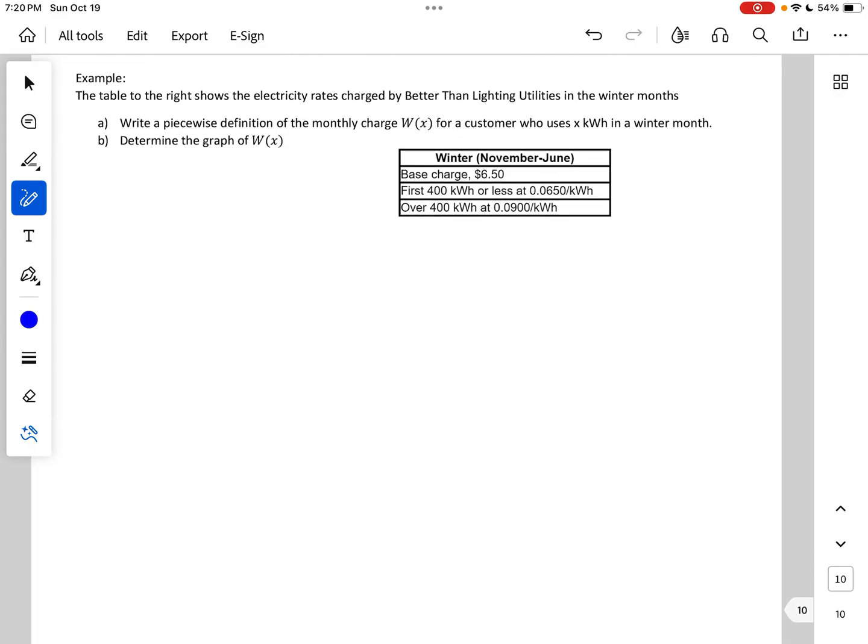Okay, let's look at our example here. So write a piecewise function of the monthly charge for a customer who uses X kilowatt hours in a winter month and determine the graph of W of X. So if I have W of X, I'm going to create a piecewise function. So I'm going to go like this, and it looks like I'll have two different functions. So here, when it's 400 kilowatts or less, so that means my X will be between, I can't go less than 0 in this case, so it'll be between 0 and 400. Okay.